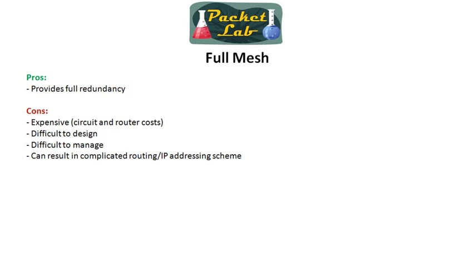So the pros for a full mesh, well, the big one is full redundancy. You're going to have a distinct connection to each router, and this probably gets a little easier to visualize when I have a visual for you, which will be in the next slide. The cons are it's expensive. Your circuits cost, if you're providing 45 circuits for a 10 router network, that gets to be very expensive. Router cost, you have to have routers that are able to terminate each of those connections. It's difficult to design, it's very difficult to manage, and it can result in complicated routing and IP addressing schemes.